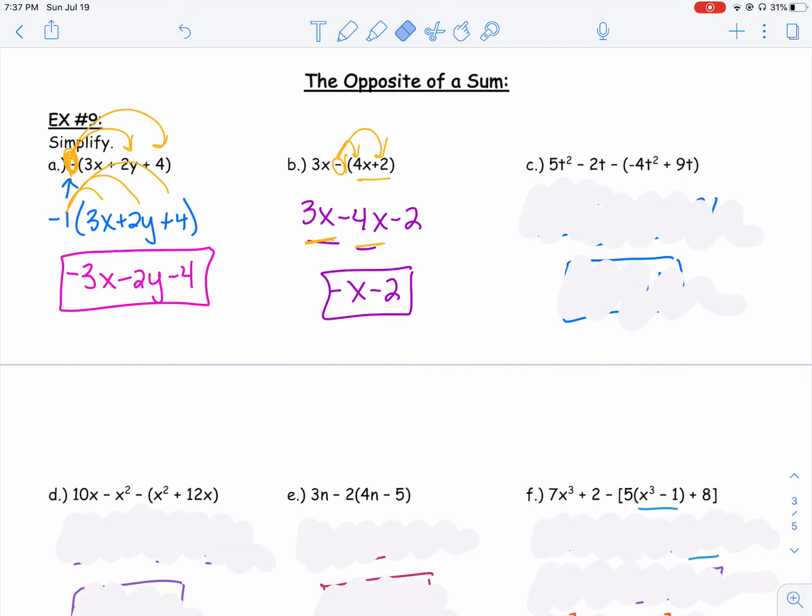All right, look at C. I have a 5t squared minus 2t, and then I have the opposite of negative 4t, which is positive 4t, and the opposite of positive 9t, which is negative 9t, distributing the negative 1 through. Now I want to see if there's any like terms. So it looks like I have a 5t squared and a 4t squared. Those have the same stuff, right? So I can say 9t squared. And then I have a negative 2t and a negative 9t, which really give me a negative 11t. They're not like terms, and so that would be our final answer.